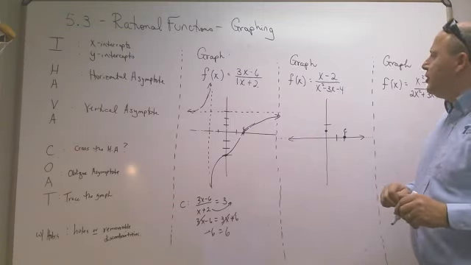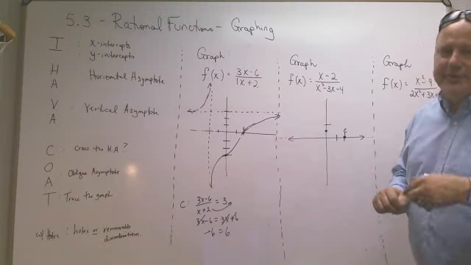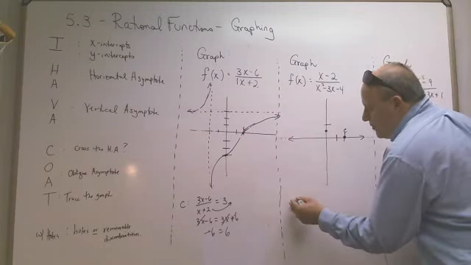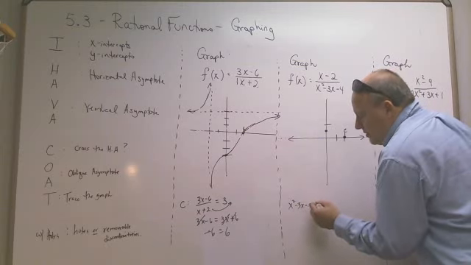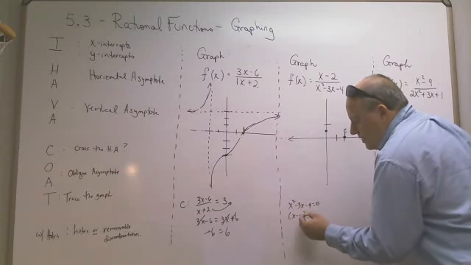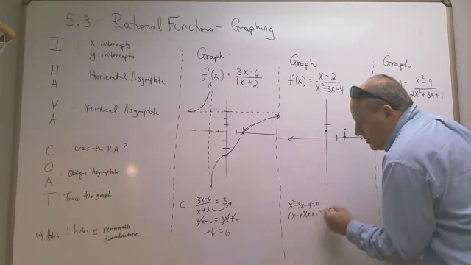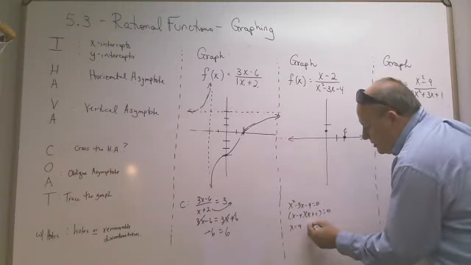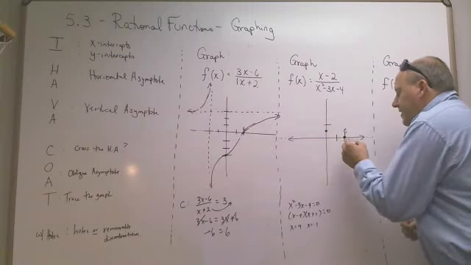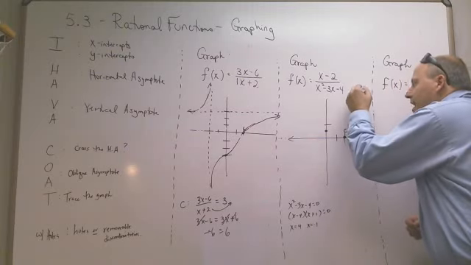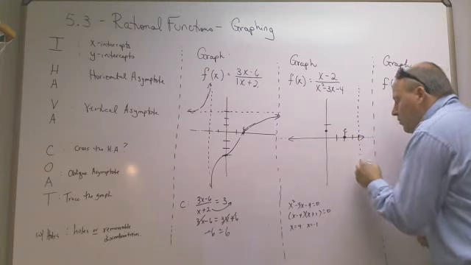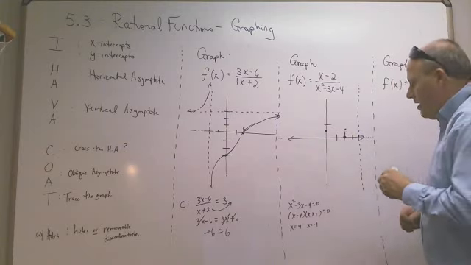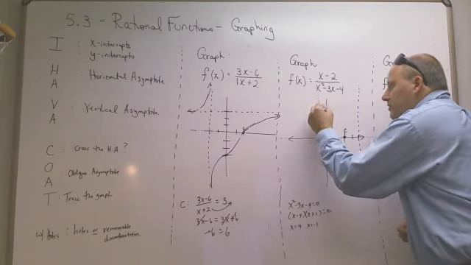Now, for the vertical asymptote, you've got to set the denominator equal to 0, just like we did back in 5.2. So if you set the denominator equal to 0, we have x squared minus 3x minus 4 equal to 0. X minus 4 times x plus 1 equals 0. So there's a vertical asymptote at x equals 4, and there's a vertical asymptote at x equals -1. And what that tells us is that it's like a wall there. The graph cannot cross at 4 and it cannot cross at -1.